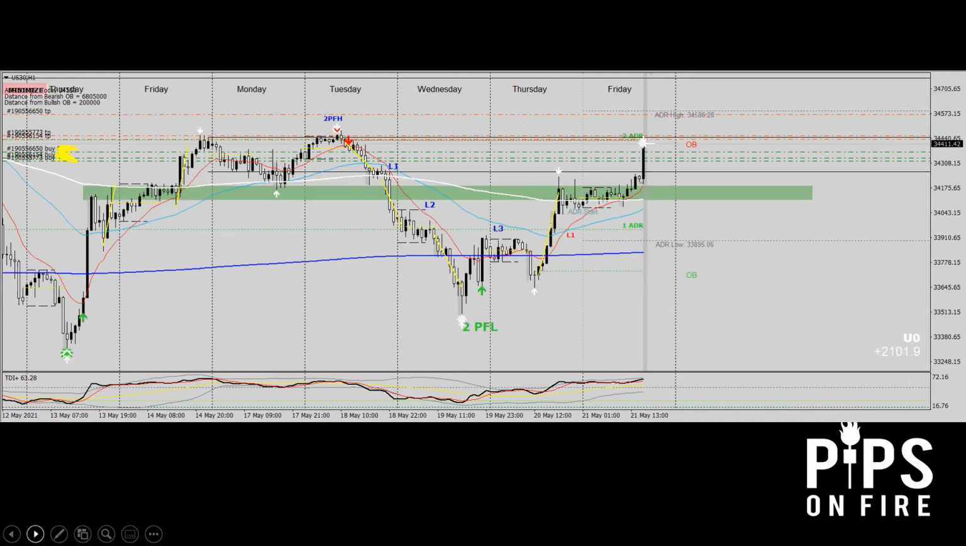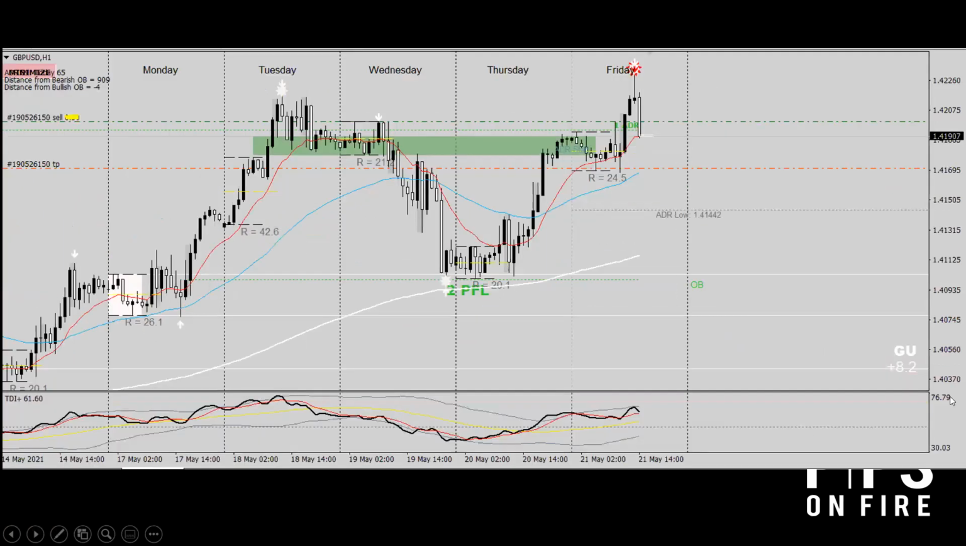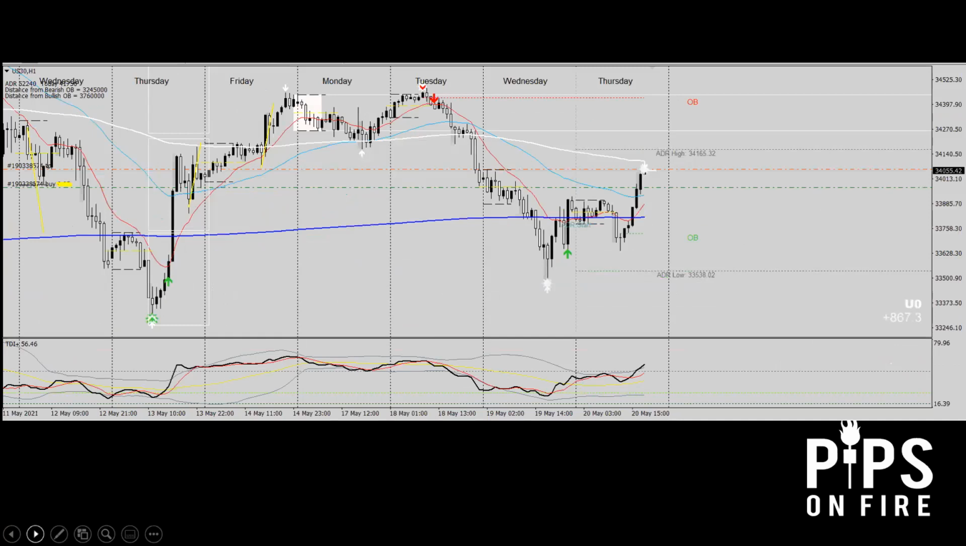Okay, so this is me following the patterns and then expecting, you know, whether I'm going to go long or I'm going to go short. Okay. And this was also GU on the 21st of May. This was the 20th of May with US 30. Look at this beautiful multi-session W. I entered right here.